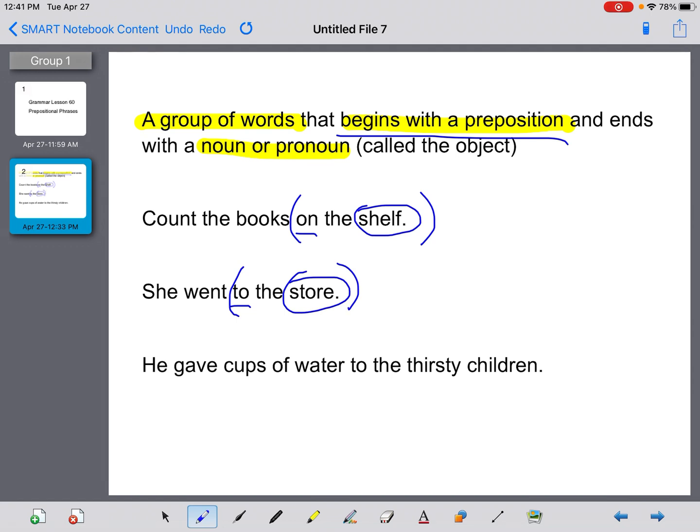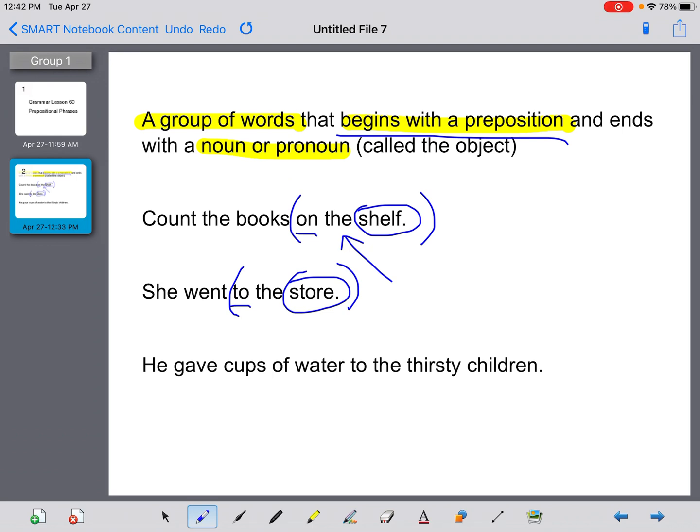Now, a couple things to note here. In both of these examples, there has been one word in between the preposition and the object of the preposition, or the noun or pronoun. That's not always necessarily going to be the case. So let's look at the third example. He gave cups of water to the thirsty children.